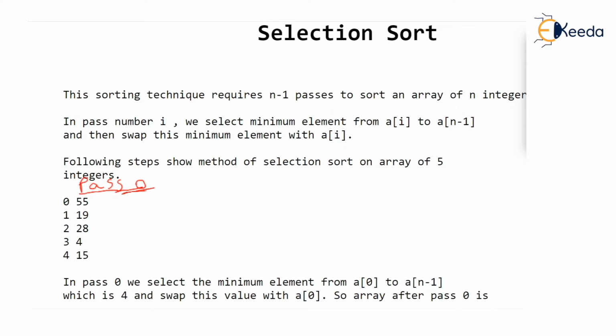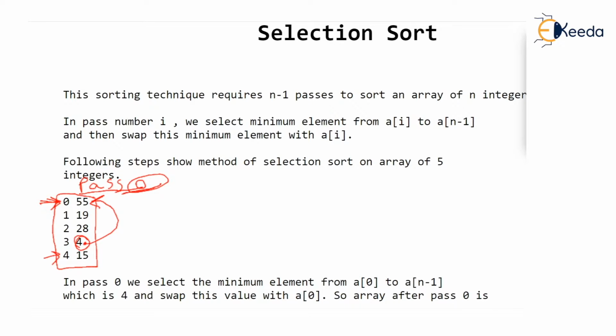Let's see what we do in pass 0. Again, in pass 0, we will select minimum from the entire array. What that means? We will select minimum from place 0, that's pass 0, isn't it? From place 0 to n minus 1th place. Who is minimum, we will see. And minimum happens to be 4 at place 3. Then this minimum which is selected is swapped, is exchanged with 0th element. Are you understanding relevance of this number 0?